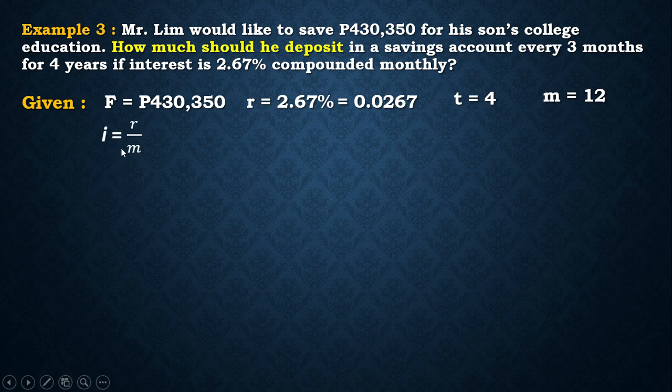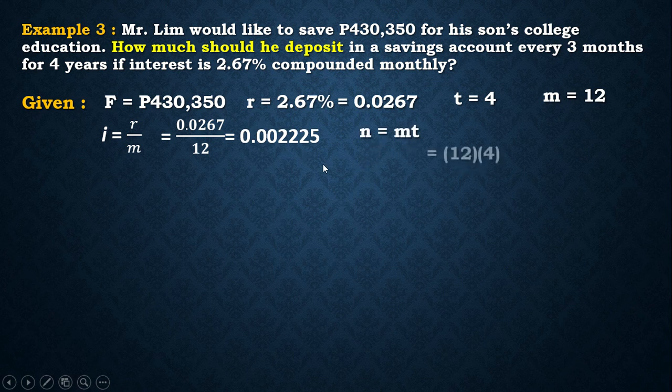Again, we have to find for I. That is equal to R divided by M. So, substitute natin yung R tsaka M, magiging 0.0267 divided by 12. Ito po siya ang R at ito ang M. Simply divide. That is 0.002225. Dinivide po natin ito. Ito po ang lumabas. And then we have to find for the N, which is M times T. N is equal to M times T. That is 12 times 4. So, sinubstitute lang po natin ang M at yung T. 12 times 4, that is 48.